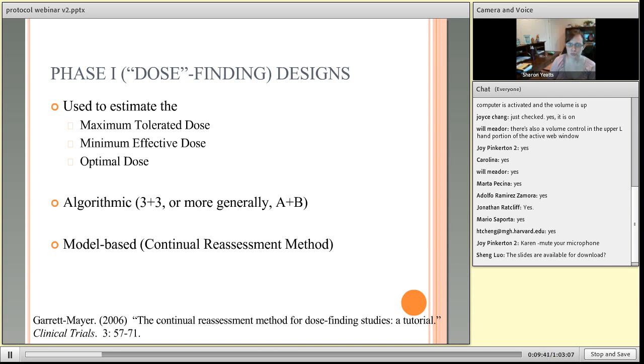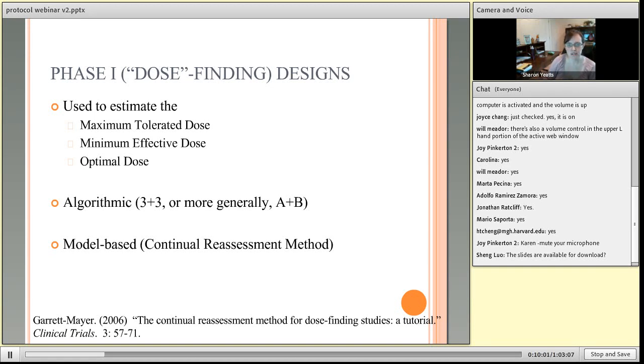In the algorithmic designs, the decision to escalate to the next higher dose or to de-escalate to a lower dose are determined solely based on what is occurring in the currently treated cohort. It ignores all of the other accumulated data, and that's obviously not ideal, right?